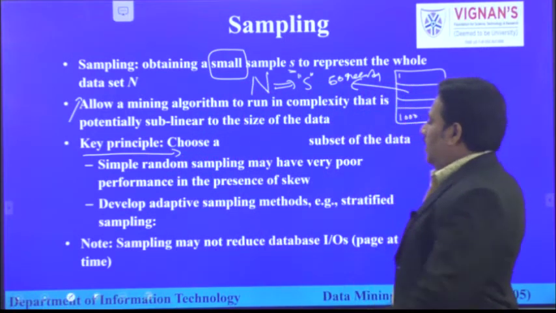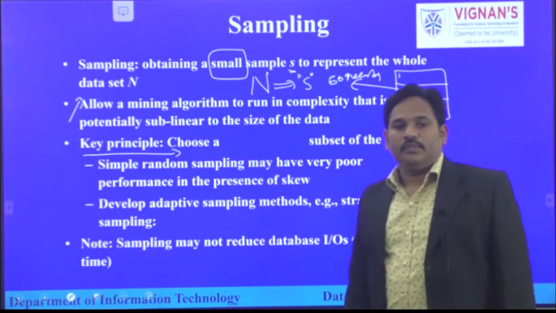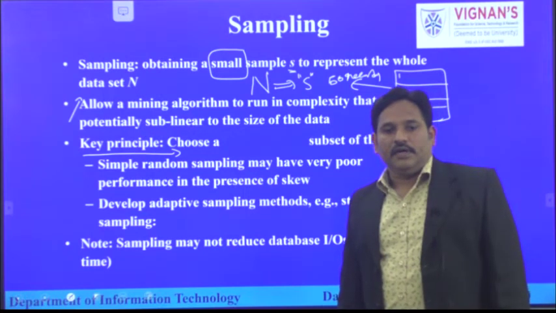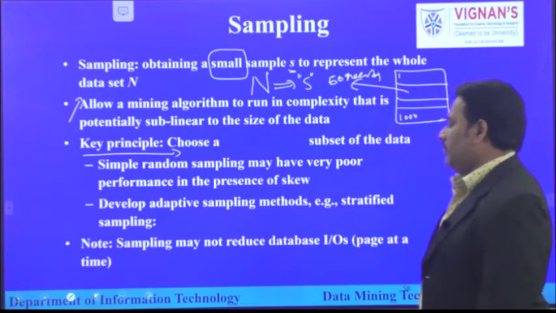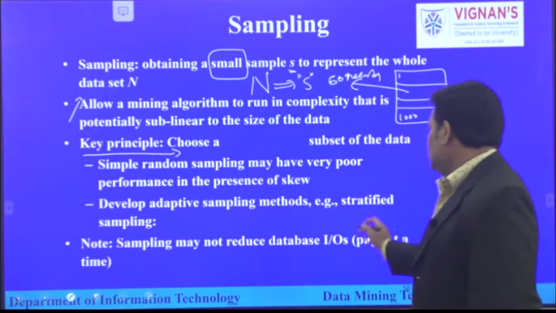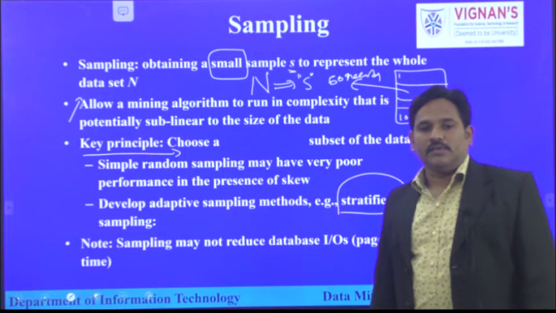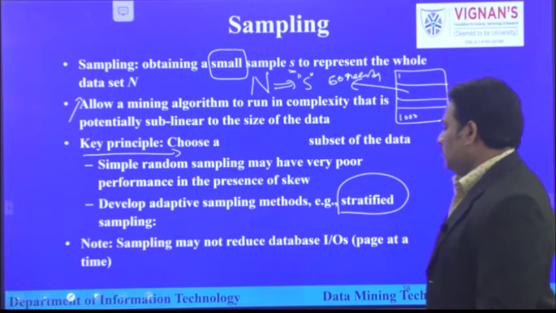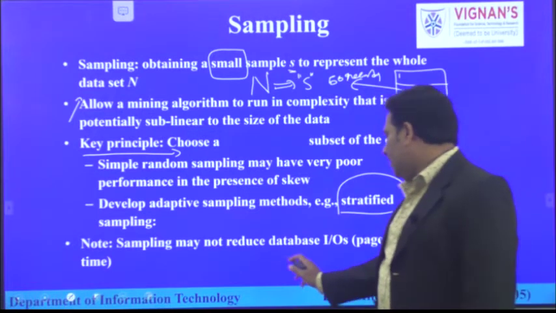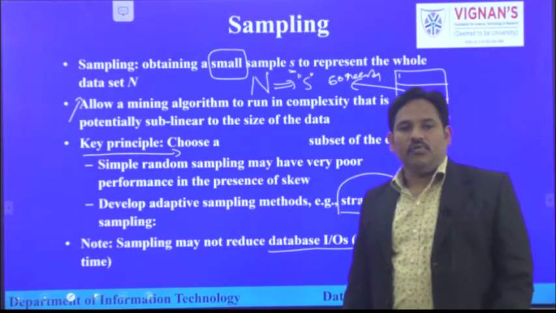Here, simple random sampling may have very poor performance when we present it with skewed data. That means when we pick a data set randomly, the performance is not up to the mark. Now here we are going for an adaptive sampling approach, that is stratified sampling. Instead of selecting randomly, we will apply some mechanism so that the selection is also done in a meaningful way, that is stratified sampling. Now here sampling may not reduce the database, it will reduce only processing time or IO access time.